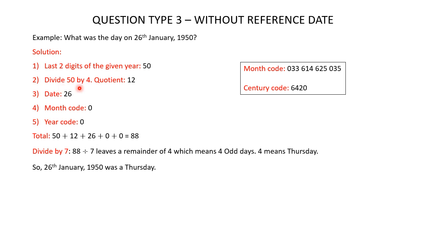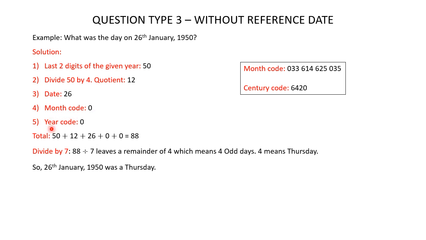The next step is to divide 50 by 4. Quotient is 12. Next is to write down the given date. Here the given date is 26. So the date is 26. The next step is to write the month code for the given month. So here the given month is January. From the month code, we know that the code for January is 0. So the month code is 0.